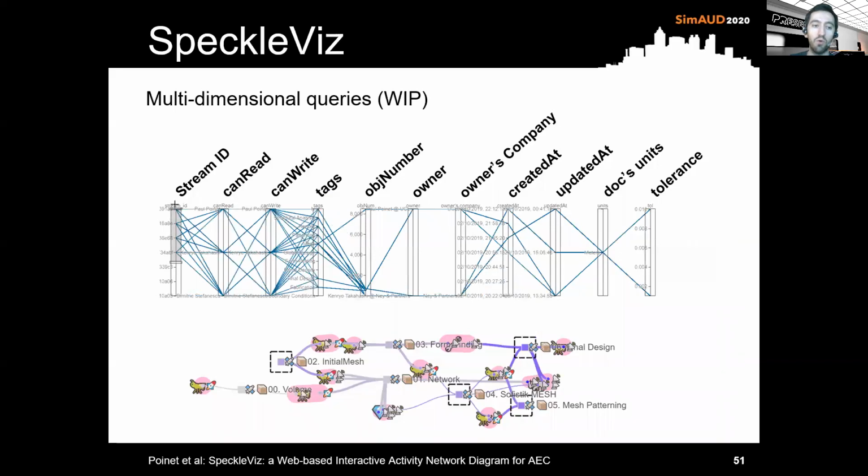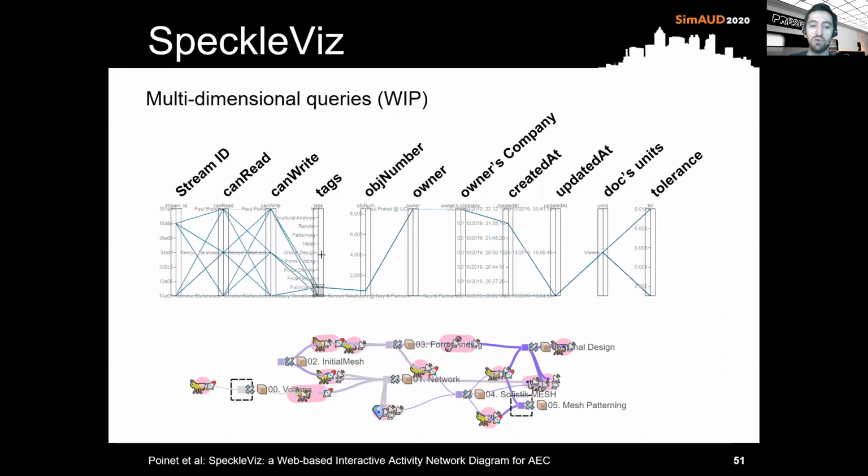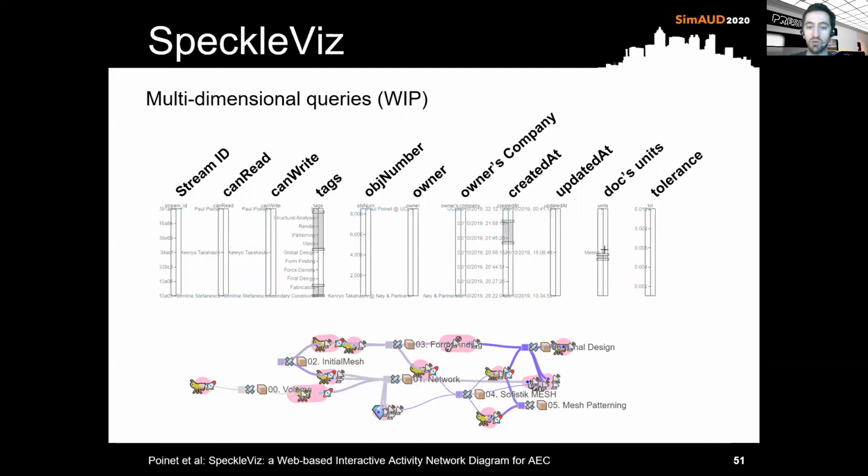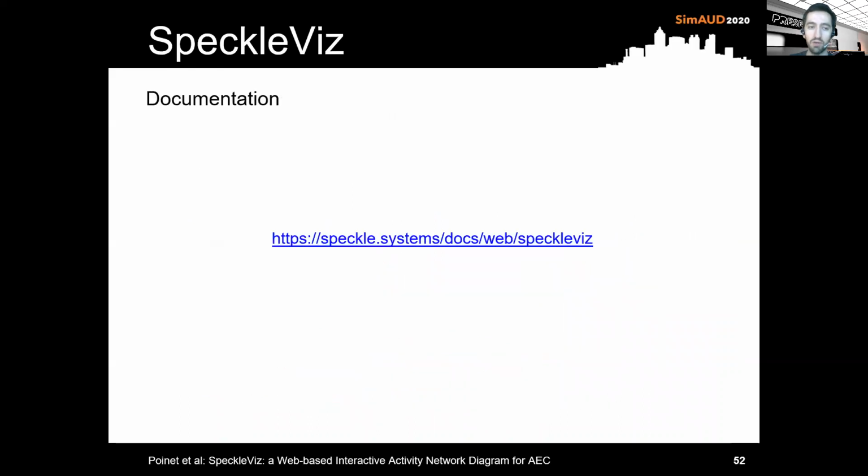This is more of a work in progress, but it just shows you that you can also query not only by tags, but by many different properties that are available via the Speckle API, which is also a nice way to select and inspect the graph itself. This was a very brief overview in terms of documentation, but you can read in more depth about all the features by clicking on this link.